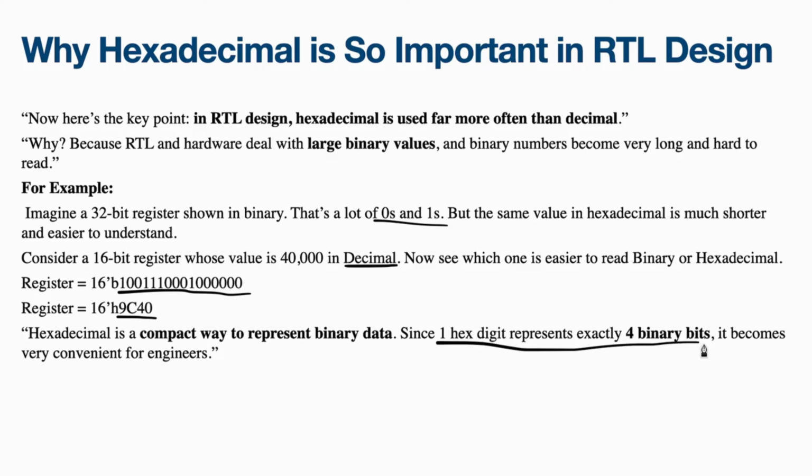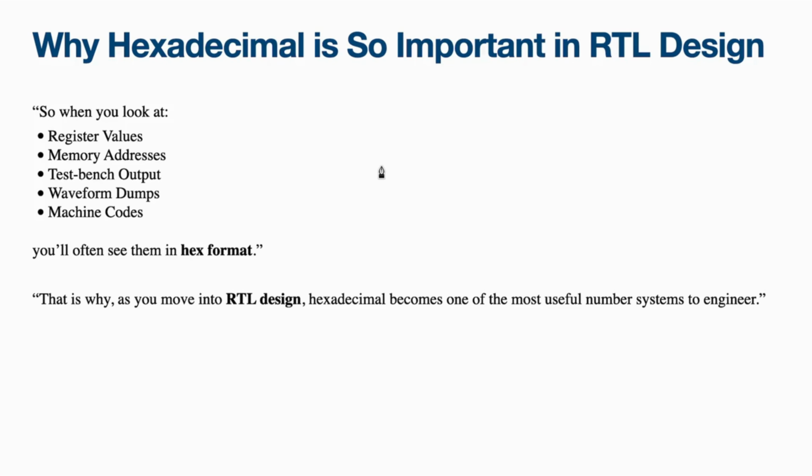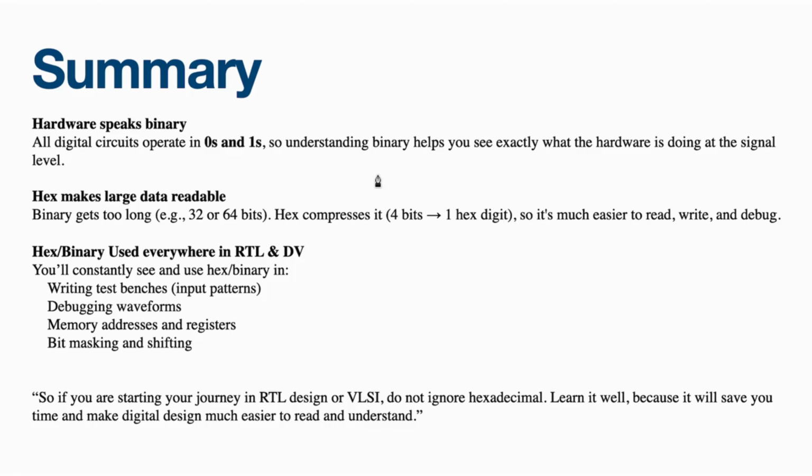The main advantage with hexadecimal is that one hex digit represents 4 binary bits, which makes it very easy to convert hexadecimal to binary or binary to hexadecimal. Why is hexadecimal so important in RTL design? When you look at register values, memory addresses, test bench output, waveform dumps, or machine codes, you will often see them in hex format. That is why as soon as you move into RTL design, hexadecimal becomes one of the most powerful number systems to the engineer. And to summarize, hardware speaks binary.